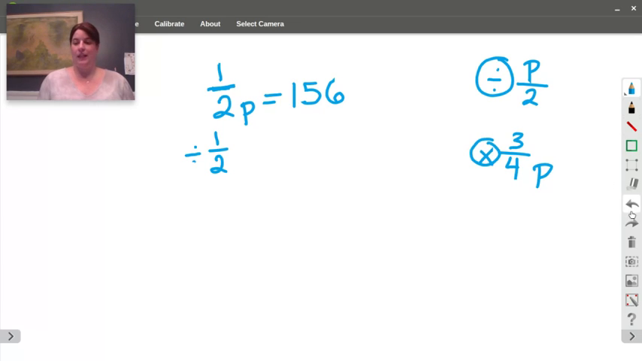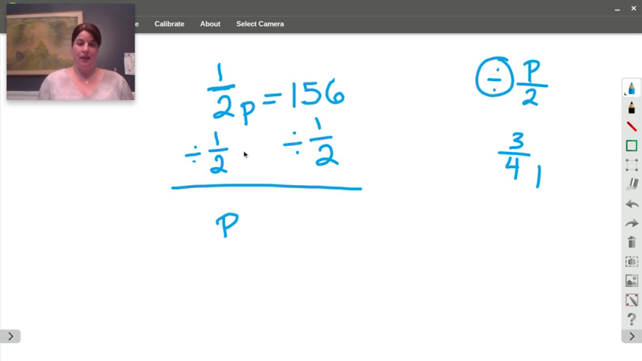Okay, so for this one here, the fraction is next to the variable. So this is a multiplication problem. So we would go ahead and divide each side by 1/2, which would make on this side, we would have p, because when you multiply p by 1/2 and then divide it by 1/2, you end up with just p at the end. And then 156 divided by 1/2 would give us 312.